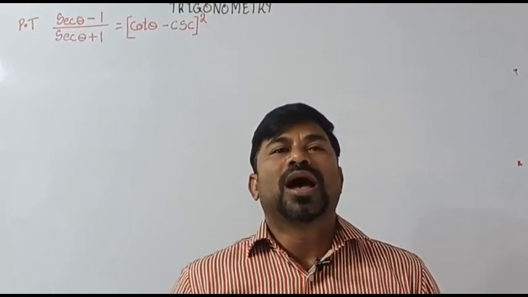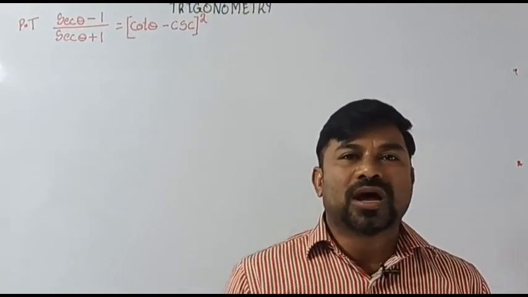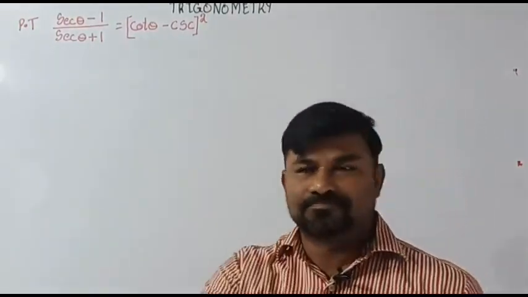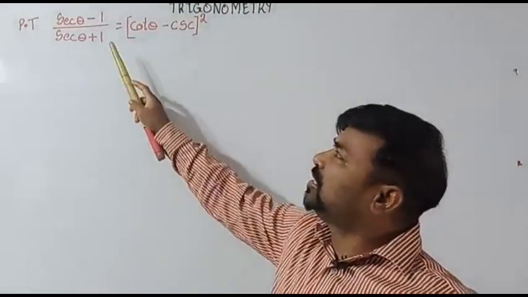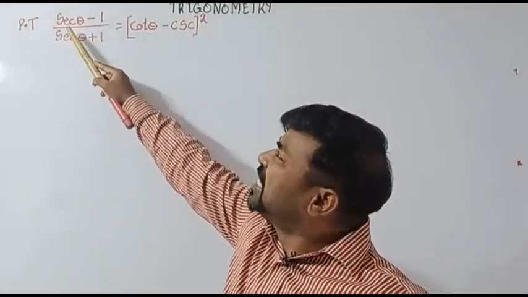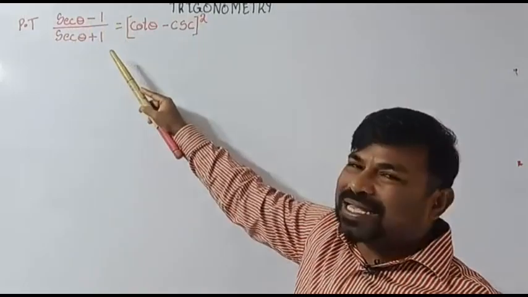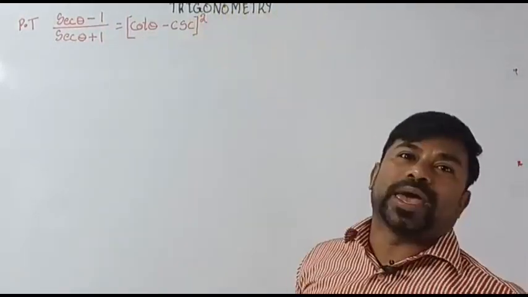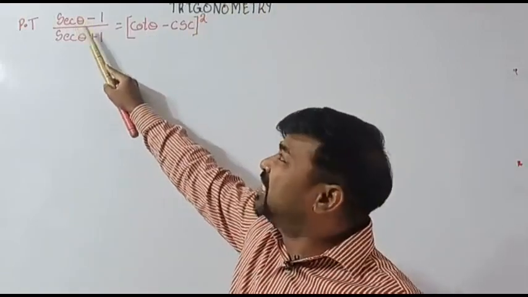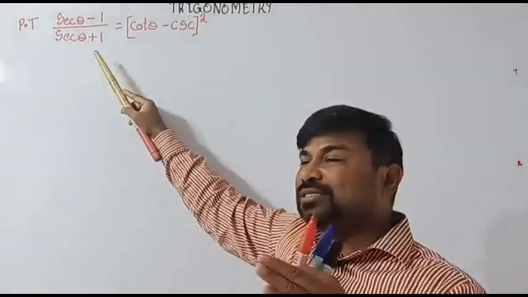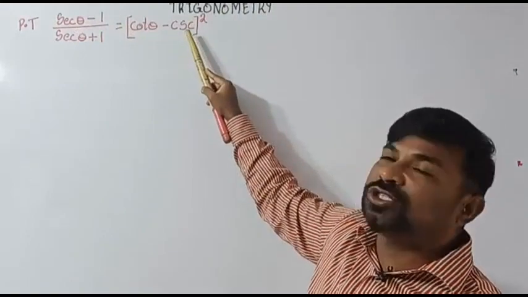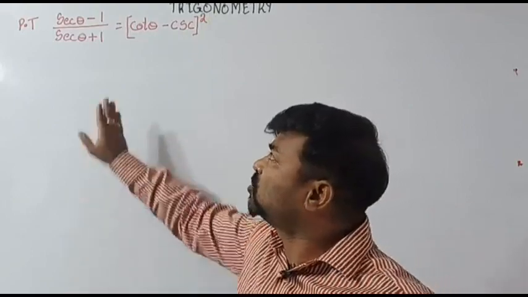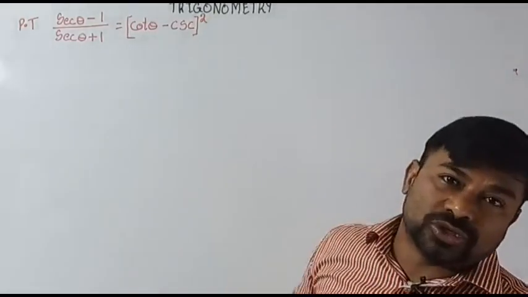In this video, I'm going to take a topic from trigonometry and prove something for you. It's an important sum, I bet. The question is, we are supposed to prove that (secant theta minus 1) by (secant theta plus 1) equals (cot theta minus cosecant theta) whole square. I repeat the question: (secant theta minus 1) by (secant theta plus 1) equals (cot theta minus cosecant theta) whole square. That's the goal we are having. We are supposed to start here and reach here.